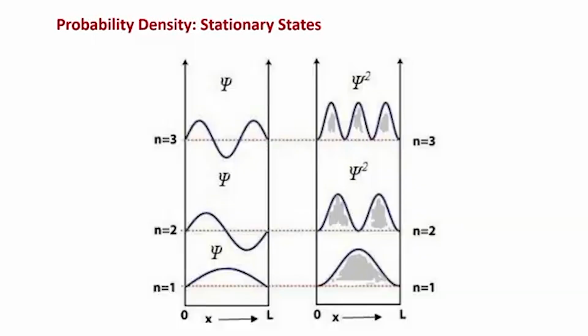And then going on to the probability density of these states, we are showing 3 of them. You see that the probability density, which is psi square, for the lowest state peaks at the middle of the well. So, the particle is most likely to be found at the middle of the well, and as you go to n equal to 2, it is equally likely to be in the middle of the left half and the middle of the right half. And then as you go to n equal to 3 and so on.